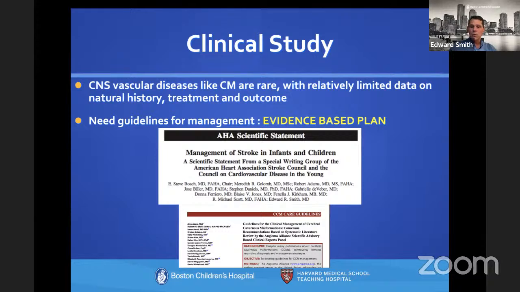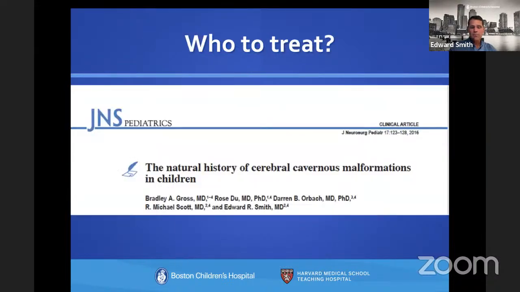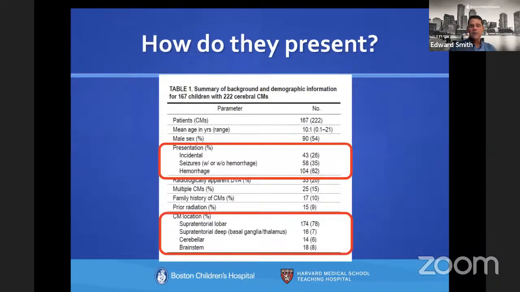But it really shows how limited the evidence is and why we need these kind of meetings to promote this research. We've looked at the natural history and tried to understand who the right kids are to treat. What we found is that kids very likely are to present with hemorrhage. That's the most common in about 62% of kids. That will overlap somewhat with seizures. And then even about a quarter of kids now in the US present incidentally, and we seem to be finding these after scans for other reasons like trauma.